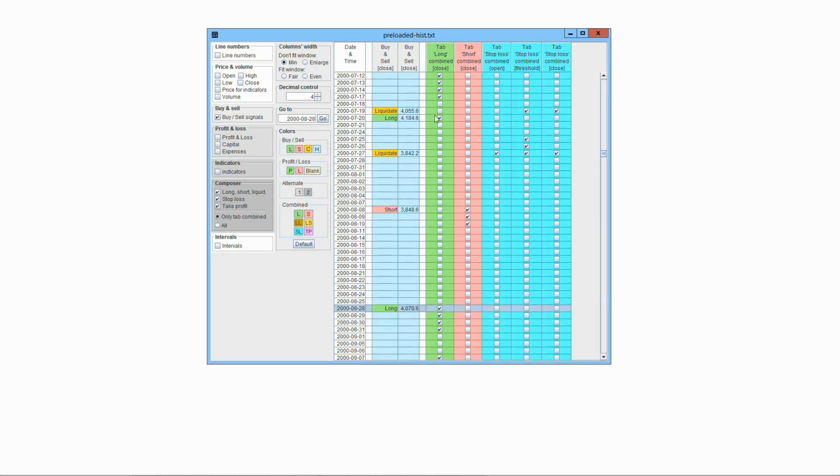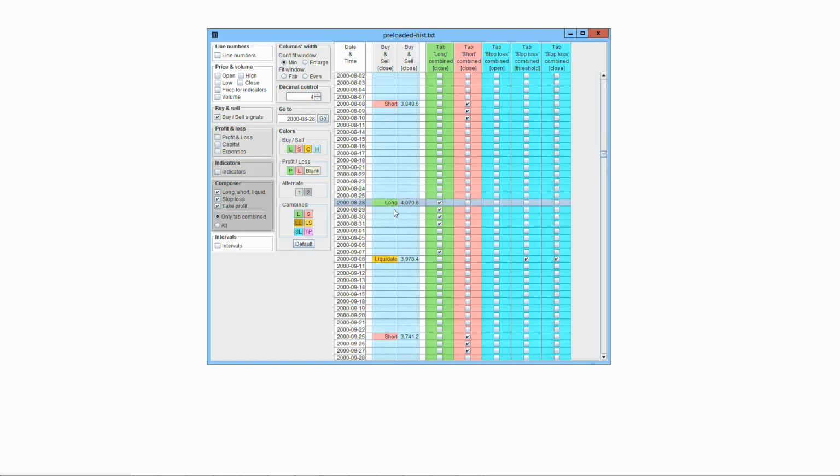If a long signal is given when there are no open positions, that is, when the last signal was a liquidate, simply a long trade is opened. If a long signal is given when the current open position is short, the short position is liquidated first and then a long trade is opened. This is called a stop and reverse. The same holds true for short signals.